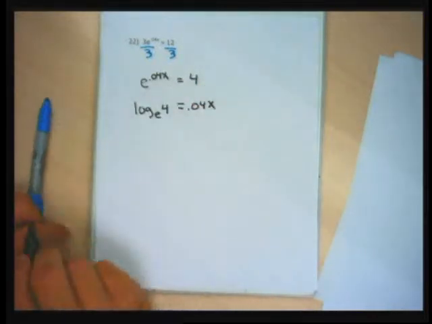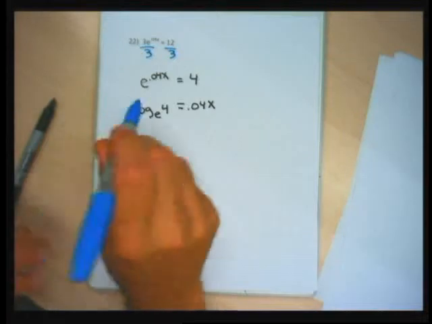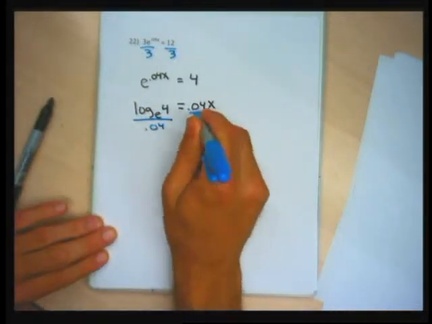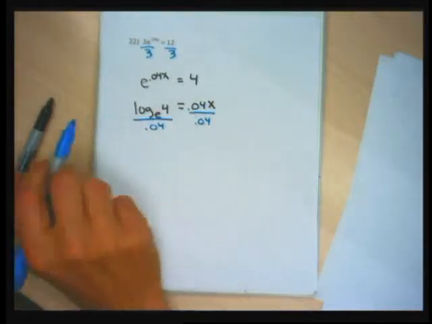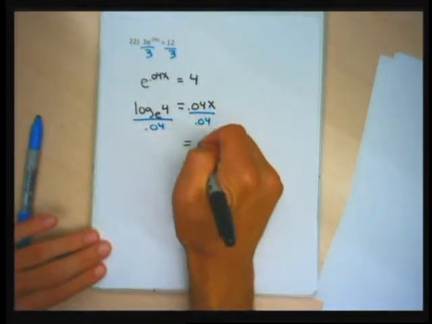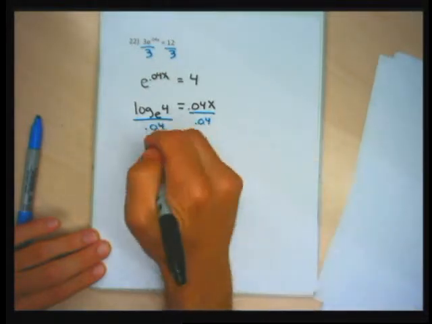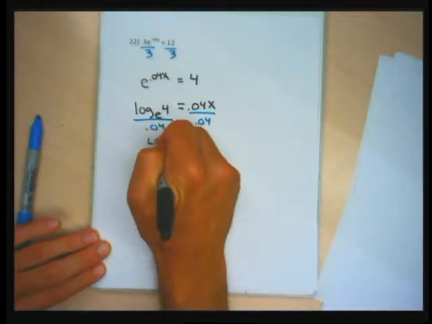So I get the log base e of 4 equals 0.04x. I'm going to divide both sides by 0.04 to get the x solved for before I use my calculator. On the right side, the 0.04's are going to cancel. I'll be left with the x. On the right side, I have something that's ready for my calculator.